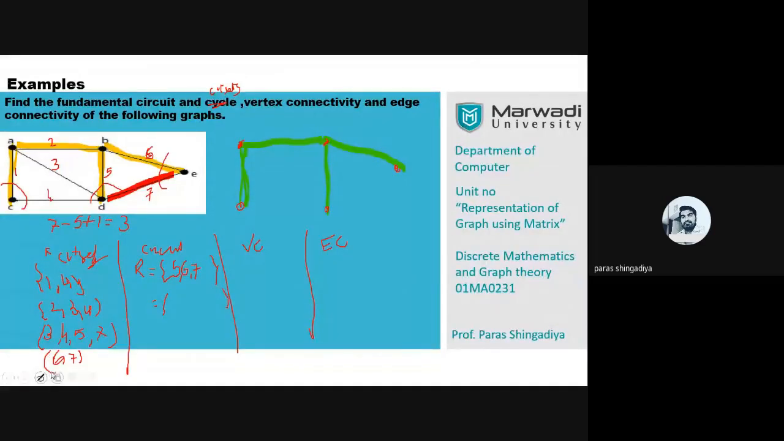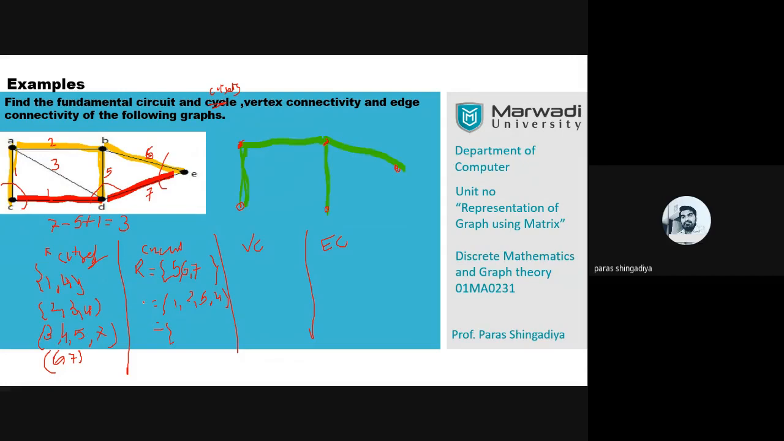Which example can I consider now? You can consider 1, 2, 5, 4. Number 1, number 2, 5 and 4. By using that, you can make one closed walk which follows one circuit, and in that circuit there are 3 branches and only one chord. So it is a fundamental circuit.